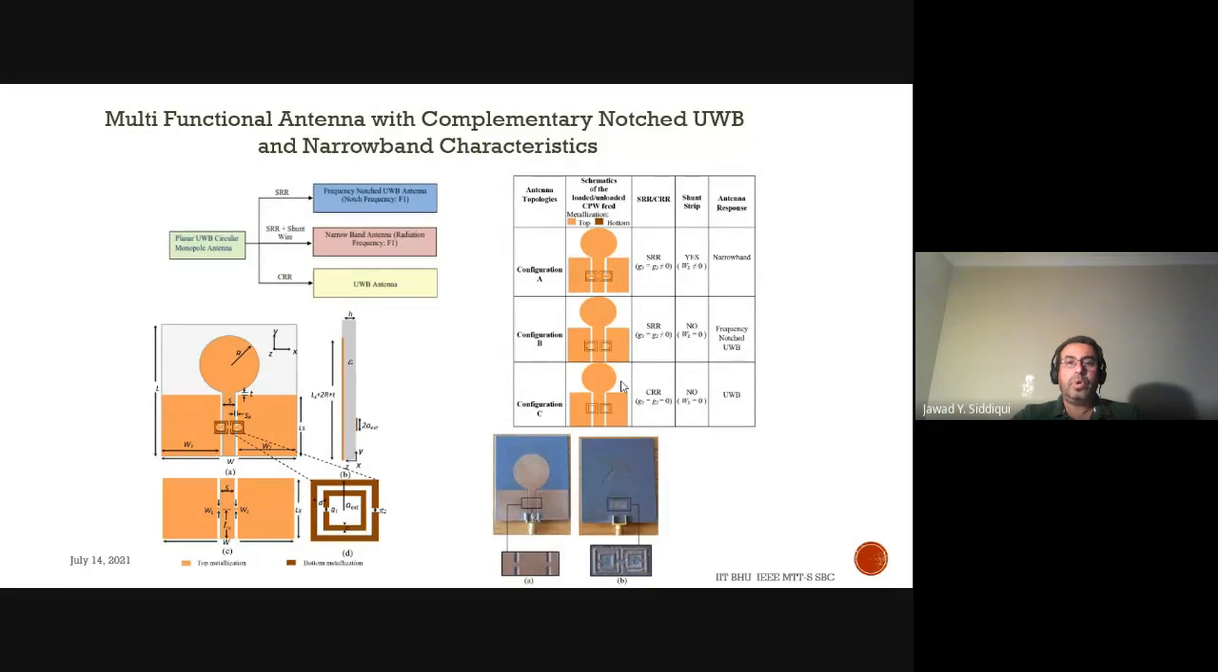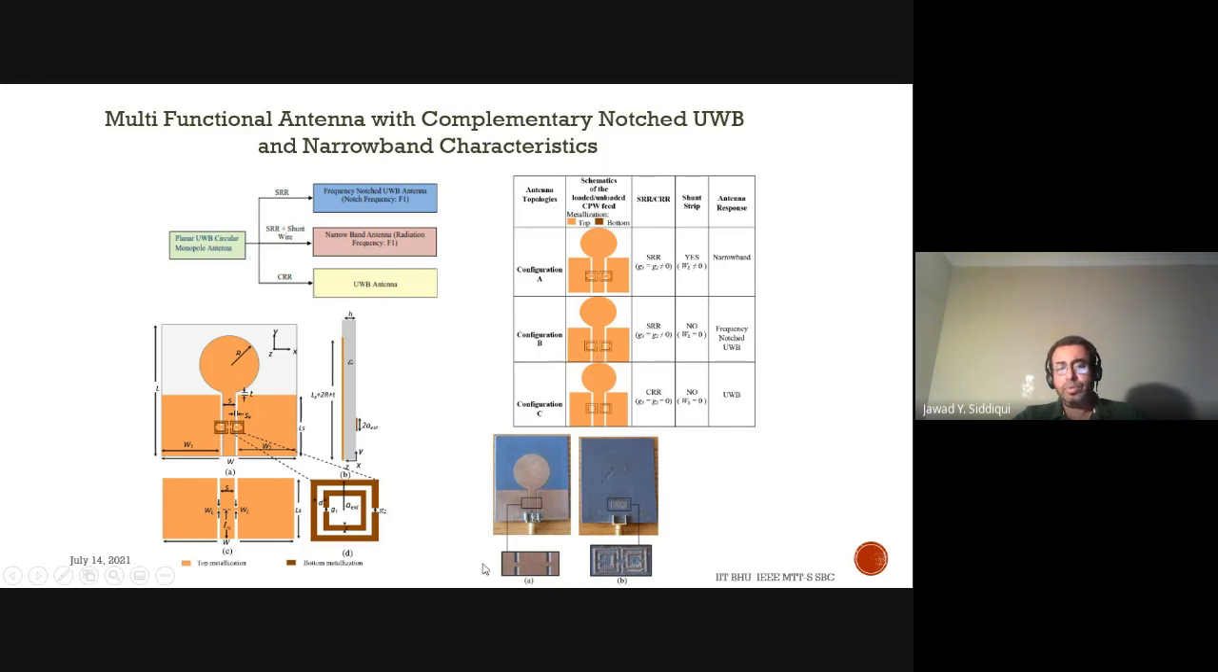Okay, so with one antenna, if you have a shunt wire, which is basically shorting the signal line to the ground plane, and the SRR, you are basically having a narrowband response. With the SRR only, you are having the frequency notch response, and with a closed ring resonator, you are restoring the ultra-wideband response. And that's the beauty of this antenna.